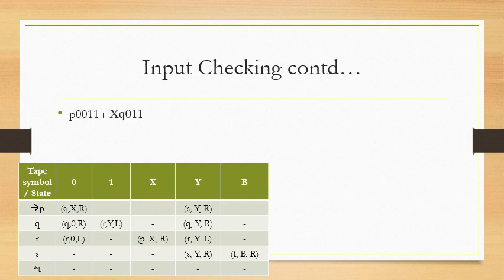XQ011. What does it mean here? From Q I am reading a 0. From Q, reading 0, it is Q, 0, R. I will be in state Q only, 0 will be the same 0, but the direction is R. Therefore, the next ID will be X0, then Q over here, followed by 1 and 1. X0Q11.